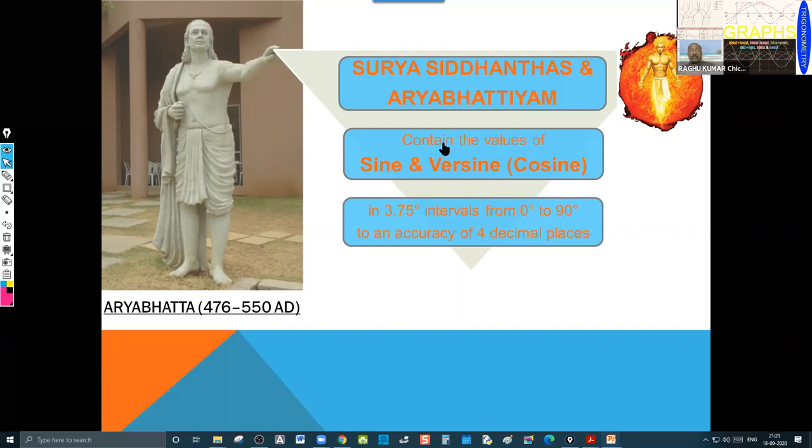And around 500 AD itself, he gave the values of sine and versine as a table with an interval of 3.75 degrees. The values range from 0 to 90 degrees with an accuracy of 4 decimal places. So Surya Siddhantas and Aryabhattiyam laid a foundation in the development of trigonometry.